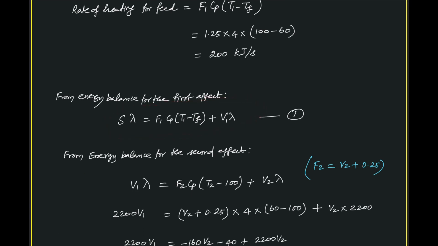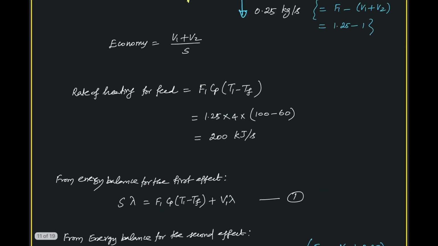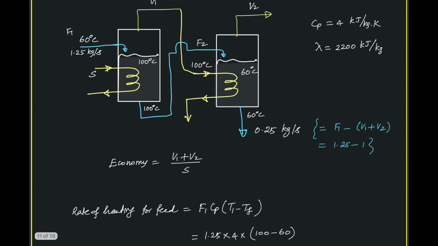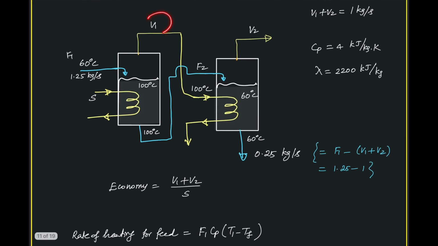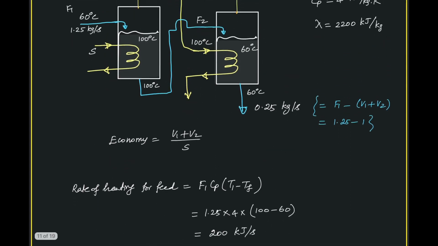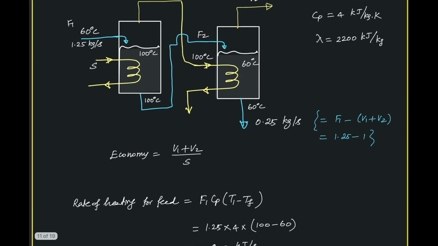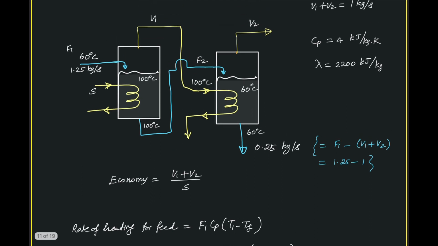We can write the energy balance for the second effect as well. For the second effect, the heating is done by this V1. So V1 into lambda is providing energy for this vaporization, as well as for bringing the feed from the feed temperature to the boiling temperature. Of course, the feed is at a higher temperature. This feed is entering at 100, and vapor is also entering at 100, whereas boiling is happening at only 60. Otherwise, from the feed also we are going to get energy.